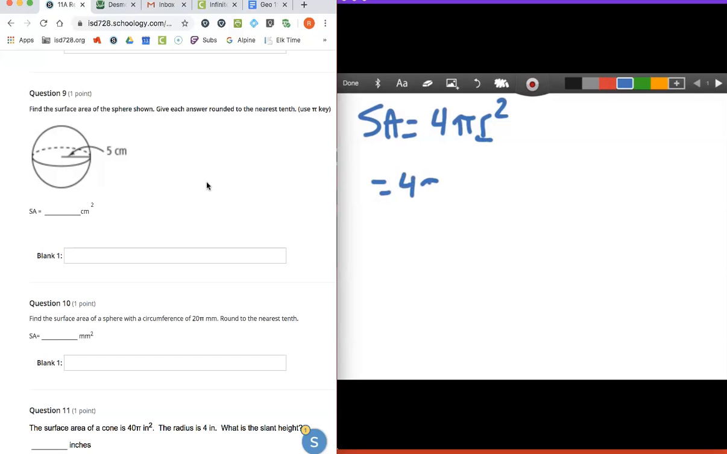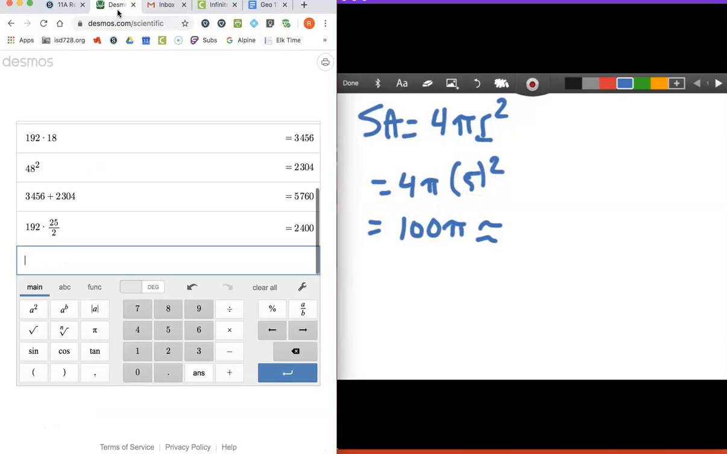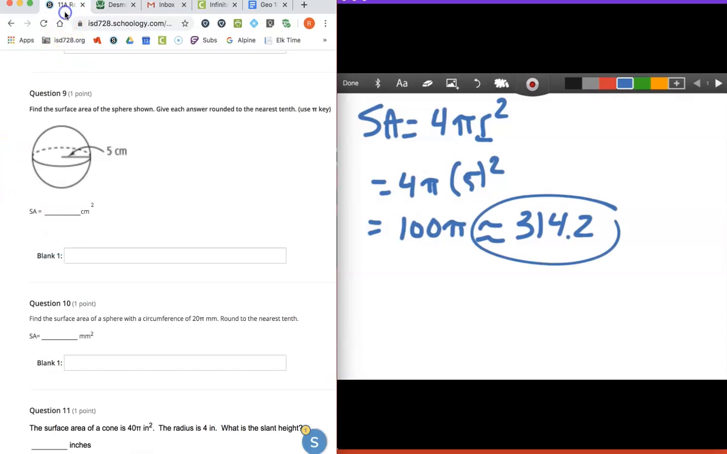So we have 4 pi. R this time is 5 squared. That's 4 times 25. The exact answer is 100 pi. We're going to punch the pi in, and we're going to round to the nearest tenth. So we had 4 times 25, that's how I got the 100. So we have 100 times pi. We're going to round that to the nearest tenth. 314.2 would be my answer if I'm rounding correctly.